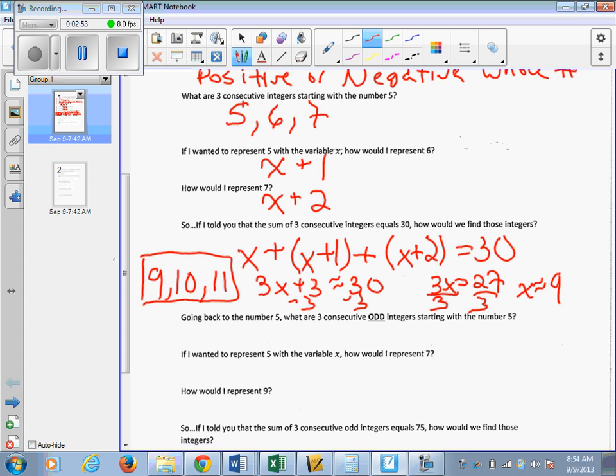And you can double check by adding those together. 9 plus 10 is 19, plus 11 is 30, which is equal to what we said in our problem.